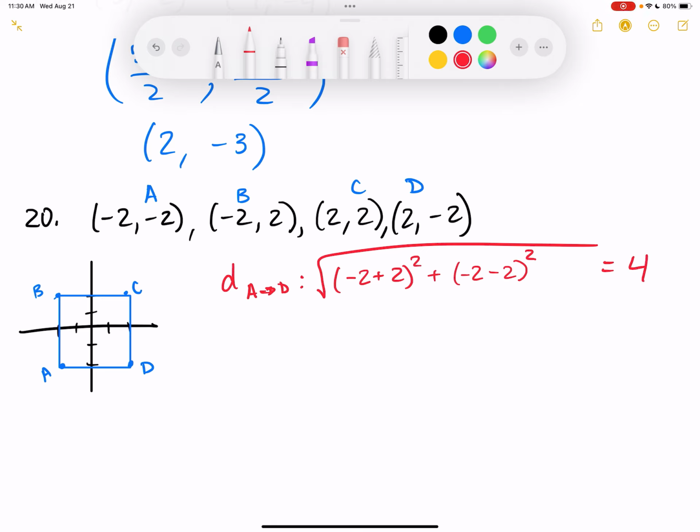So that's the distance. Now, because I graphed it, I know for a fact that that's a square. If we weren't 100% sure, then since you did A to D, you would also need to do, like, C to D to make sure that they are equal. But we can tell because we graphed it that it's a square.